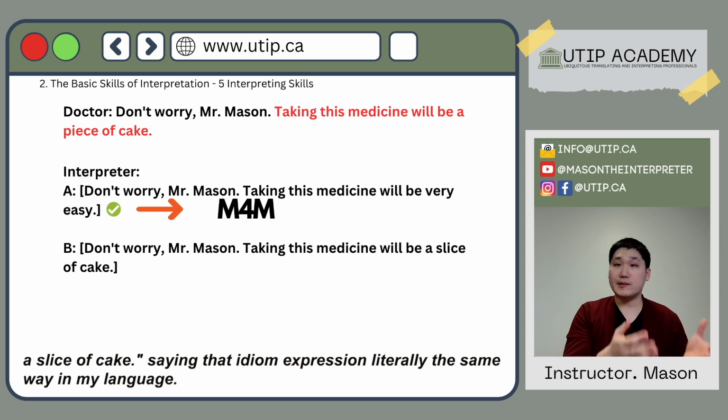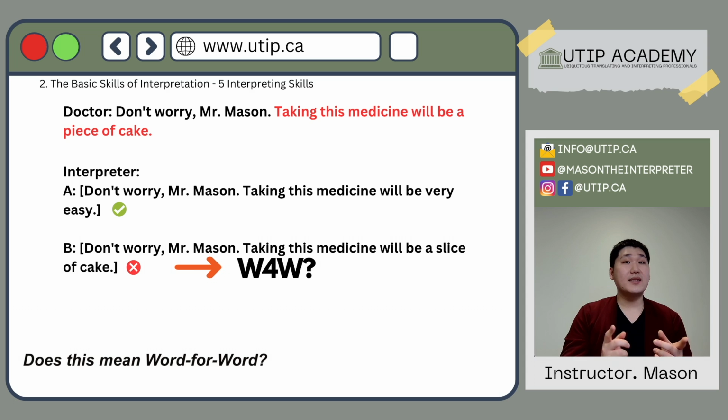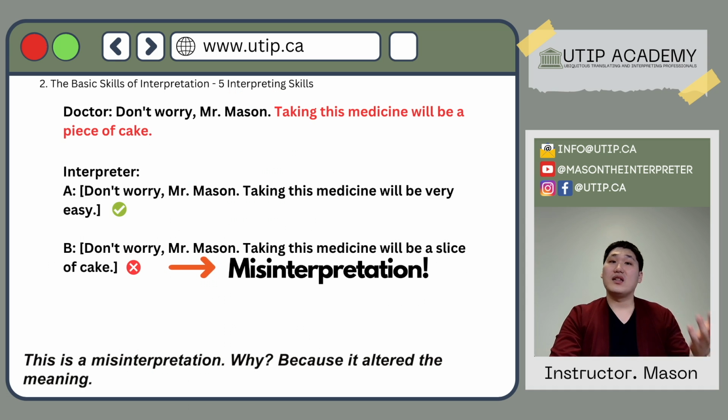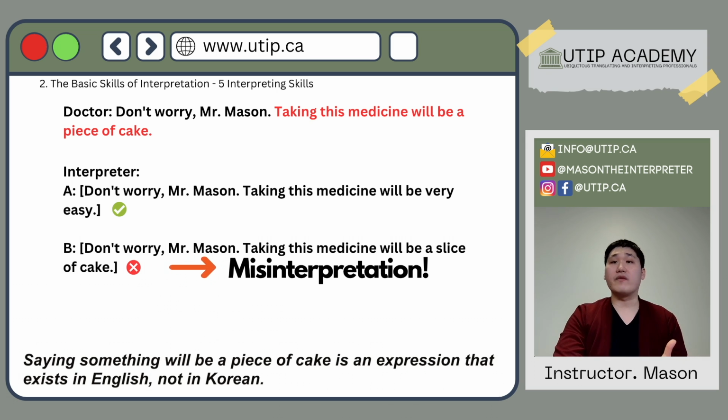Saying that idiom expression literally the same way in my language. Does this mean word for word? No, please don't get confused. This is a misinterpretation. Why? Because it altered the meaning. Saying something will be a piece of cake is an expression that exists in English, not in Korean.